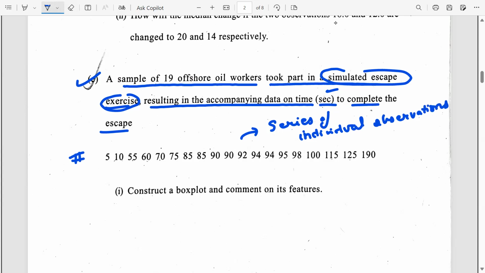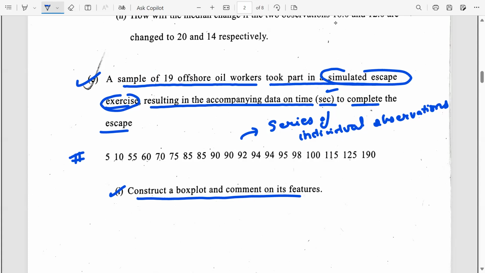Now, first of all, we need to construct a box plot and comment on its features. Okay, so to make the box plot, we need the quartiles. We need to calculate Q1, Q2, and Q3. So let me quickly come to the whiteboard and let's solve this question.